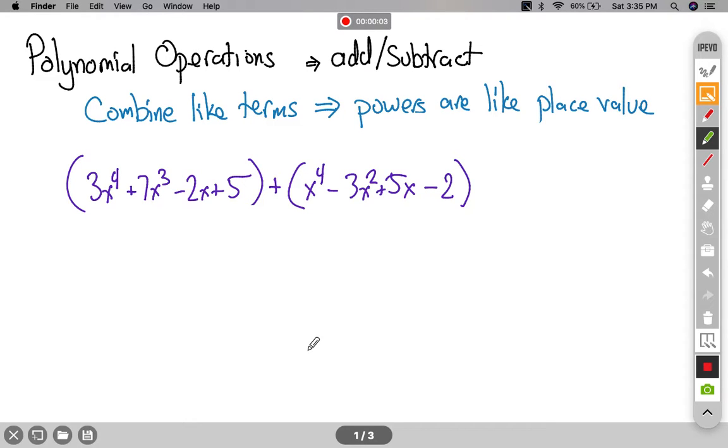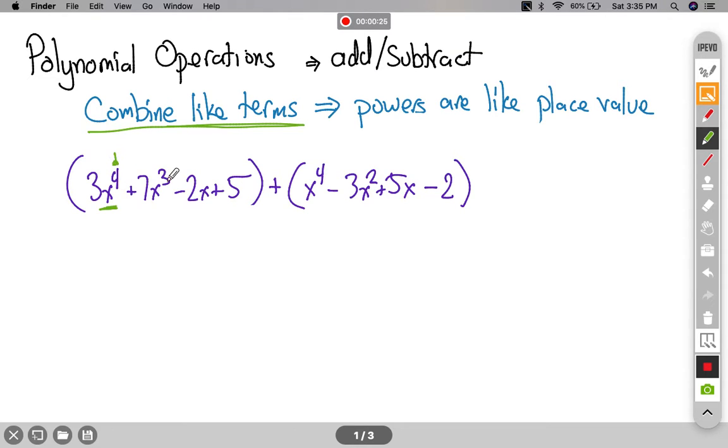The goal of this video is to review adding and subtracting polynomials. The main thing when we're adding and subtracting polynomials is we're going to combine like terms. Like term means we have the same variable. So now these are all x's, but not only the same variable, but also the same exponent.